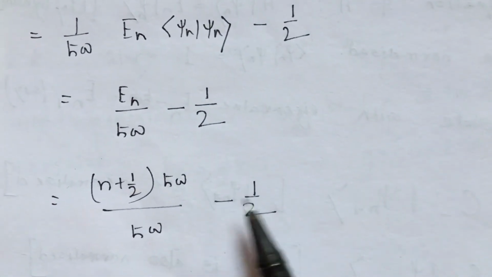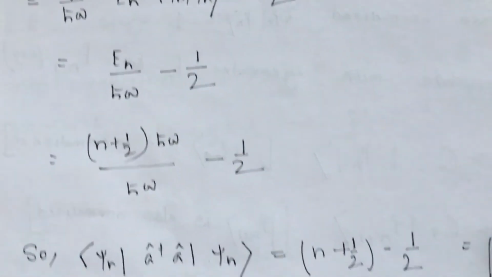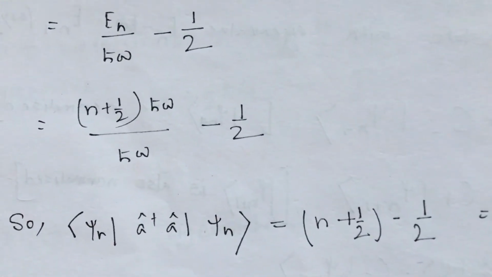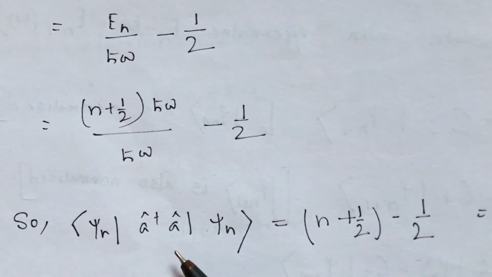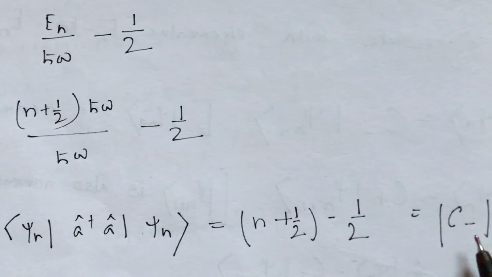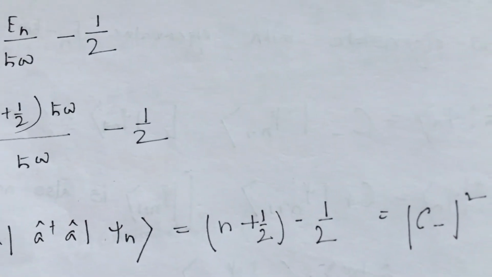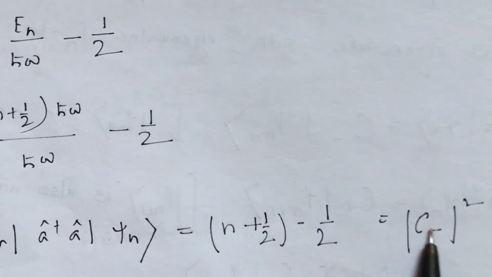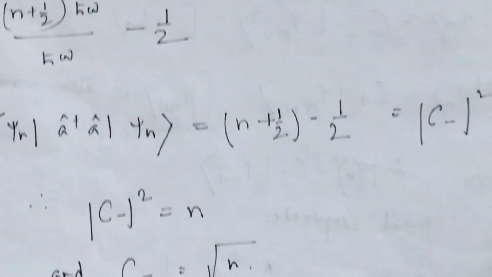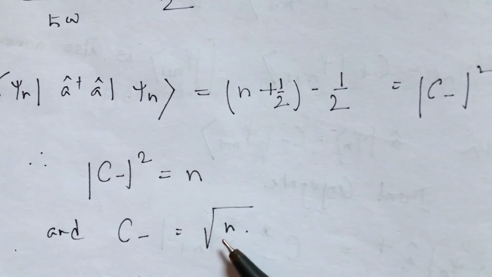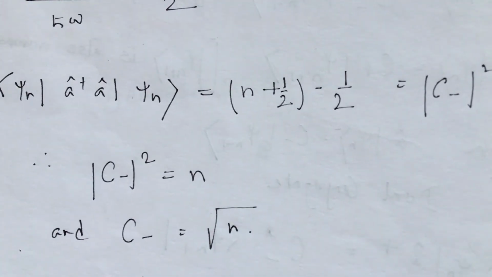If I do some algebra, it is quite simple. I will get only n on the left hand side. On the right hand side I already have C minus mod square. So C minus mod square is equal to n, and C minus is equal to root over n.